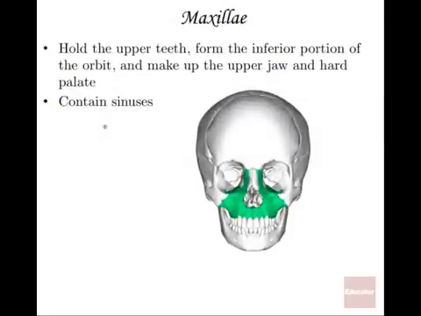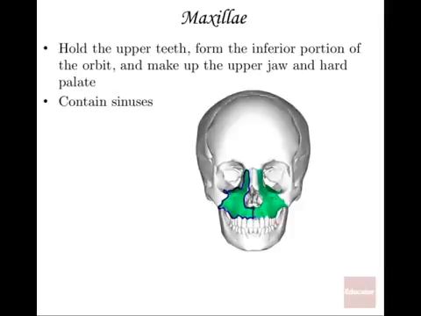Now we're moving on to the facial bones. The maxillae are two bones. Each one's called a maxilla. Here's a suture right here. But you can see that this is a very peculiar shape compared to the other bones. So each one is a maxilla.